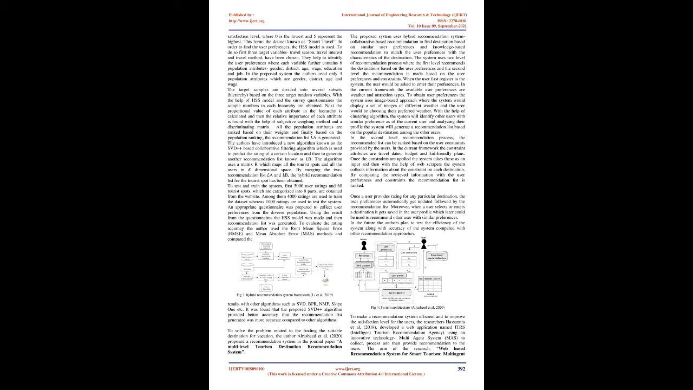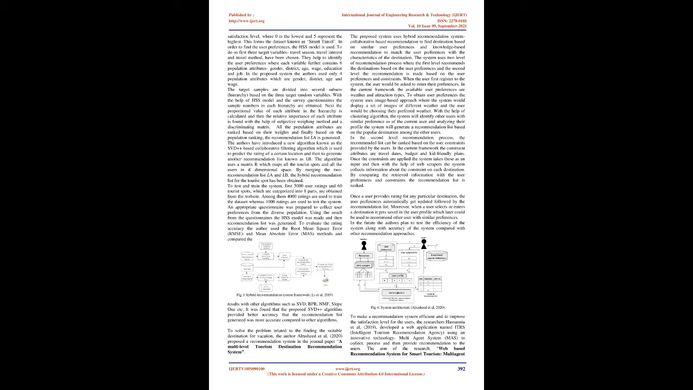In the second level recommendation process, the recommended list can be ranked based on the user constraints provided by the users. In the current framework, the constraint attributes are travel dates, budget, and kid-friendly plans. Once the constraints are applied, the system takes these as an input, and then with the help of web scrapers, the system collects information about the constraint on each destination. By comparing the retrieved information with the user preferences and constraints, the recommendation list is ranked.